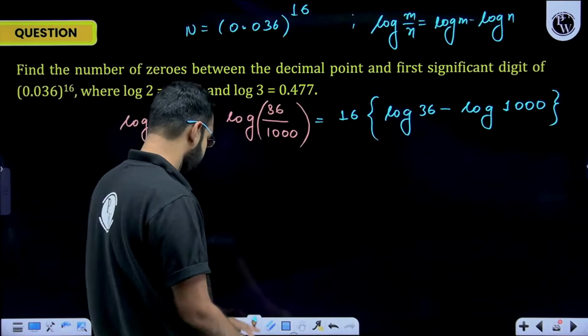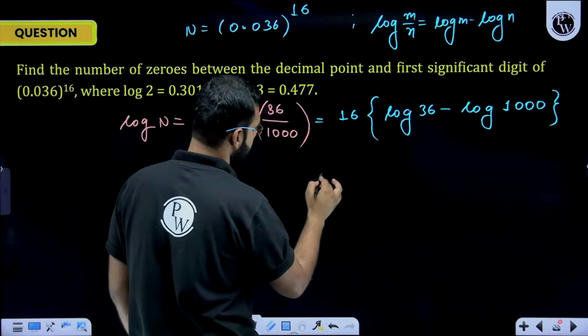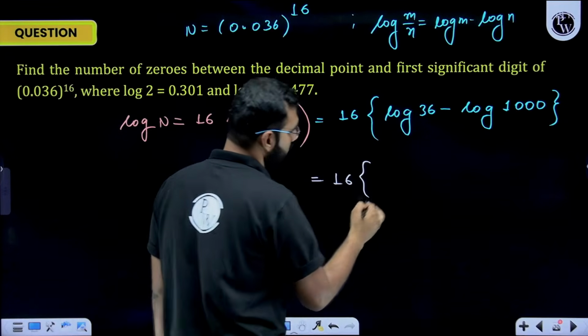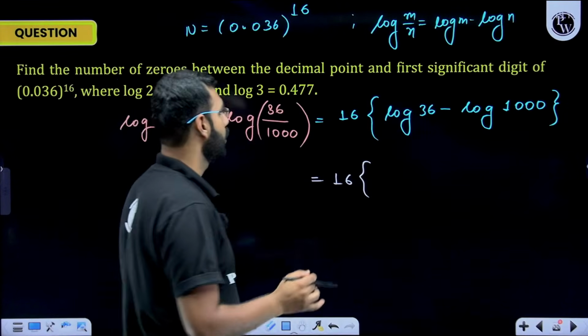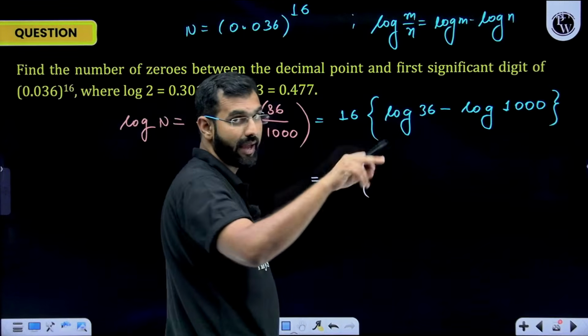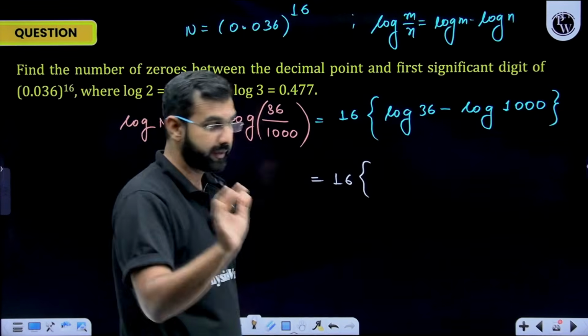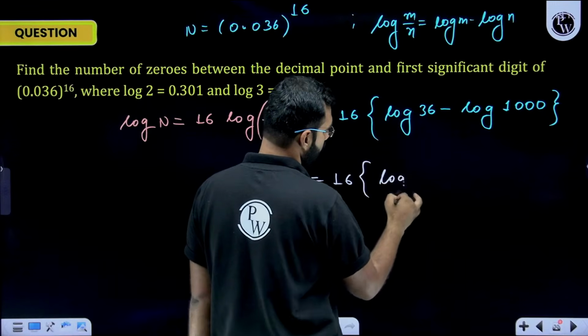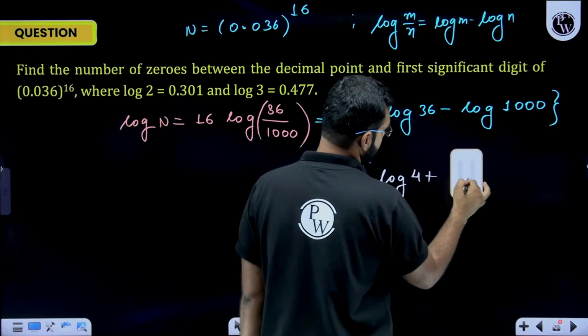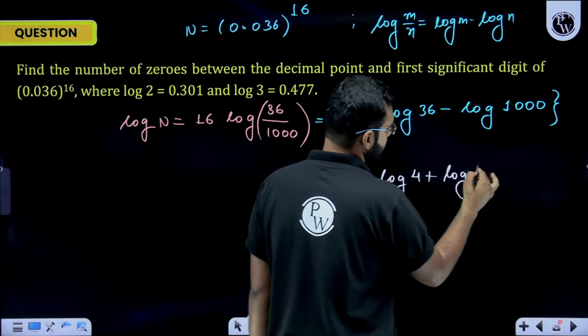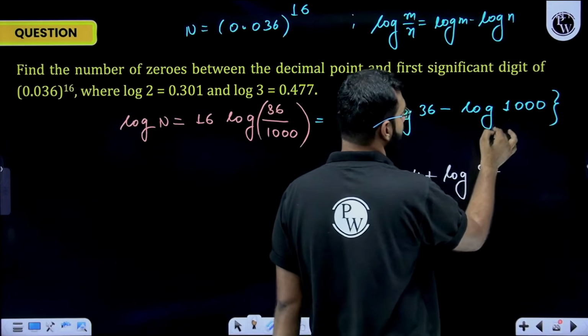So here, if I rewrite this whole part clearly, this is 16 over here. Log 36 is 4 into 9. So log mn is log m plus log n. Do you remember that property? So I'll be writing it as log 4 plus log 9 minus log 1000 at base 10.